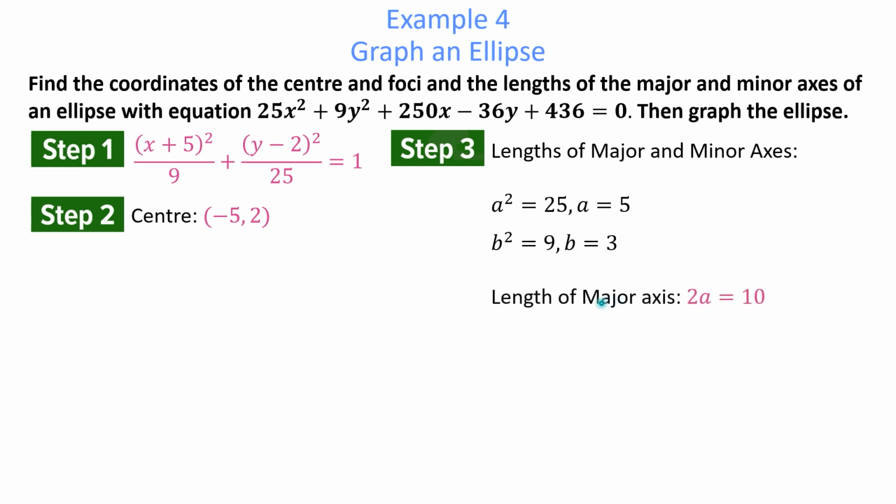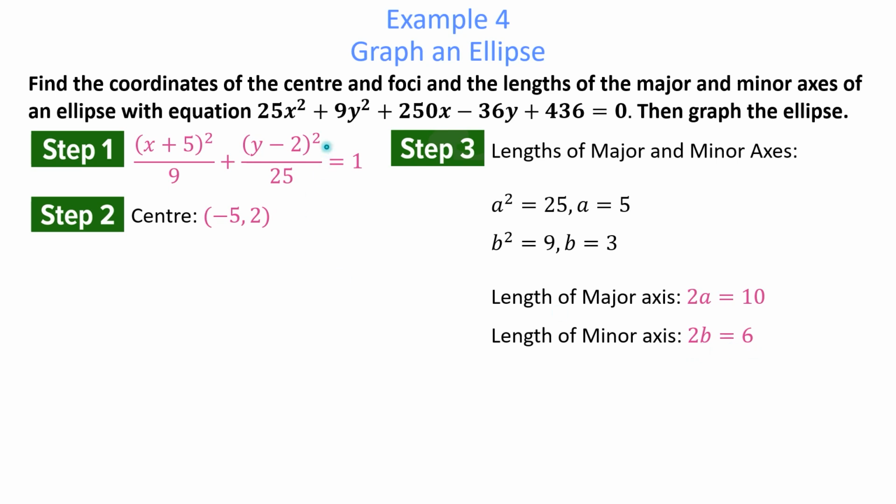Now, we want to find the length of the major axis, and we know this by working out 2a. So if a is 5, 2 multiplied by 5 is 10, and then the length of the minor axis is 2b, well b is 3, 2 multiplied by 3 gives me 6.